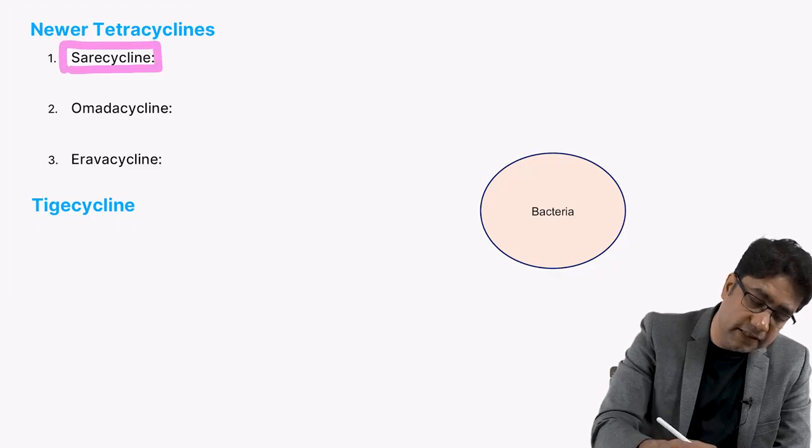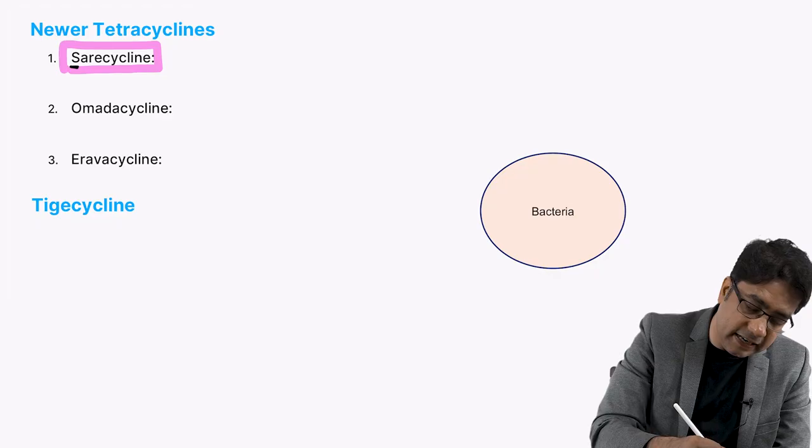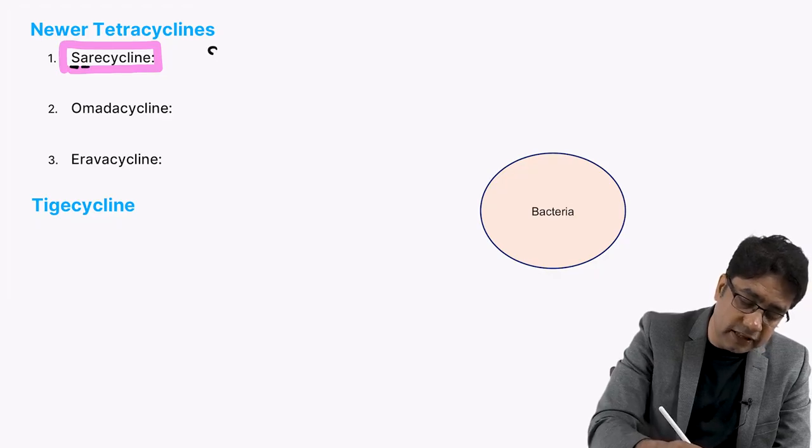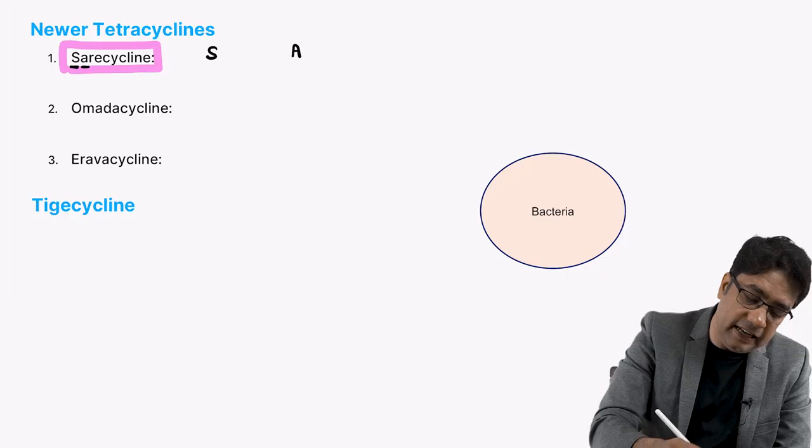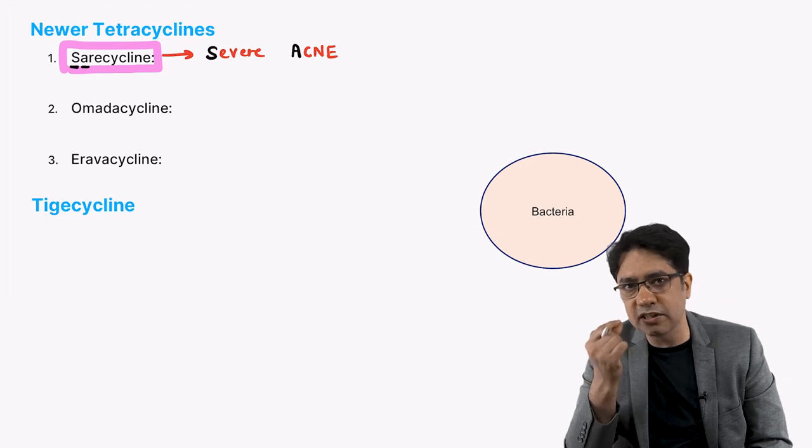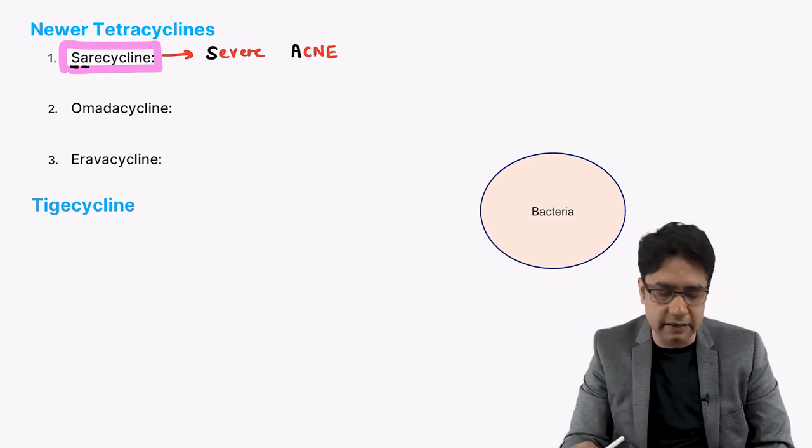Now how to remember sarecycline? You can see S and A words are coming, so it is approved for S and A. It is given for the treatment of severe acne. So in the treatment of severe acne, just like minocycline, a new drug is sarecycline.